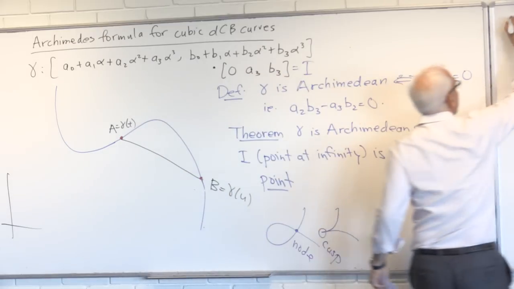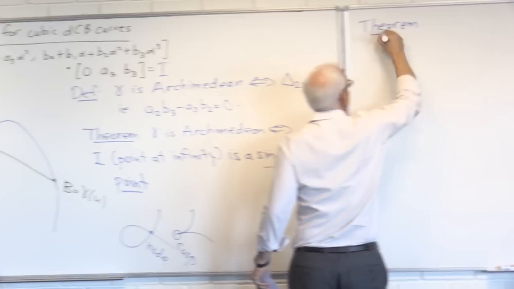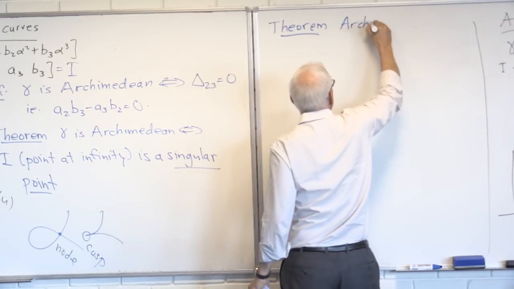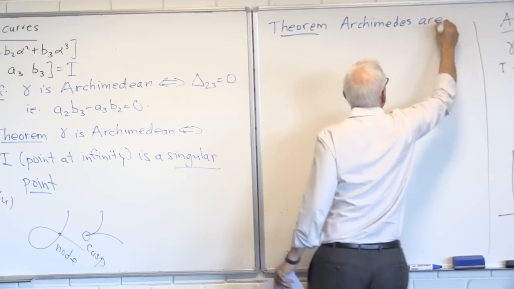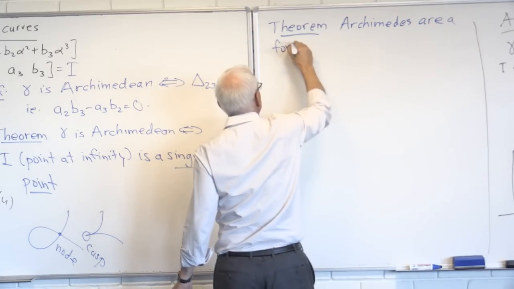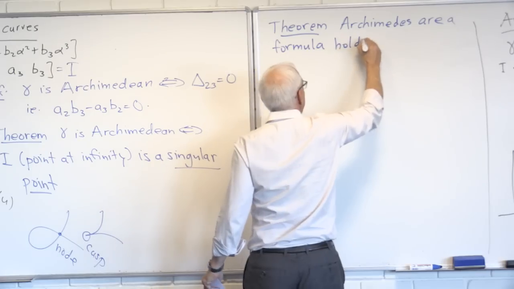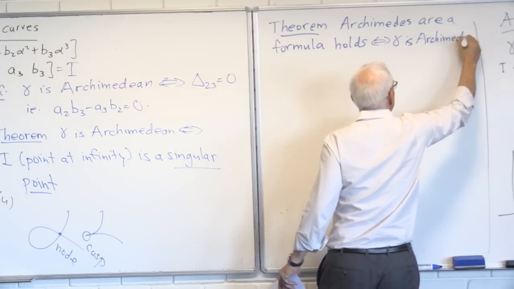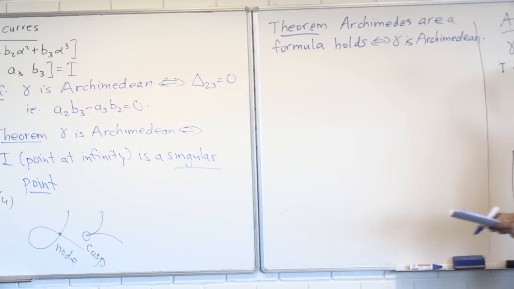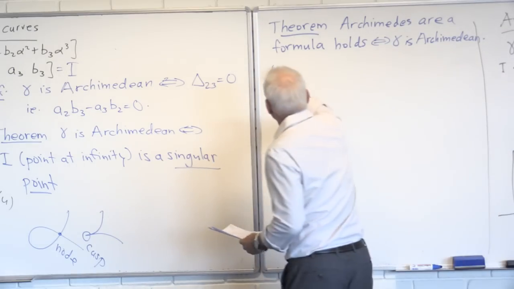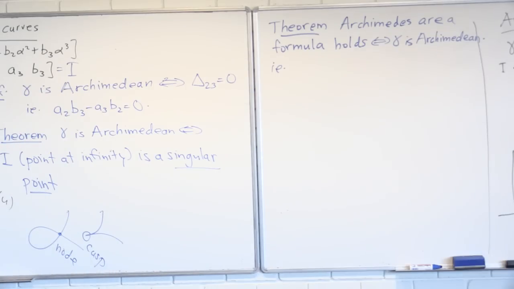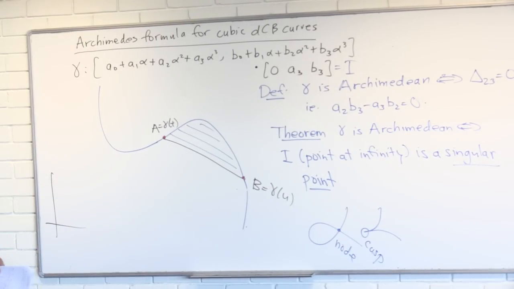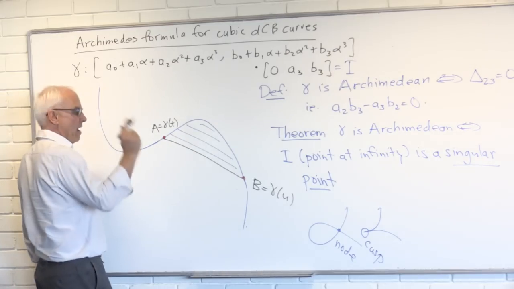So I guess the main theorem is that Archimedes' area formula holds precisely when gamma is Archimedean. I.e., what does that mean? It means that if we're interested in the signed area of this slice, then it's going to be related to a certain point or a triangle. Obtained how? Well, exactly in the same way.